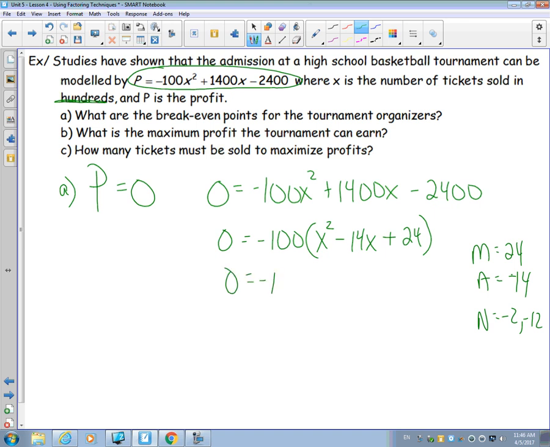So I can change the format back to factored form. I did this so I can see my zeros because I want to know what makes my profit come out to zero. So x is 12 or x is 2. And what did x stand for? X was the number of tickets sold in hundreds.